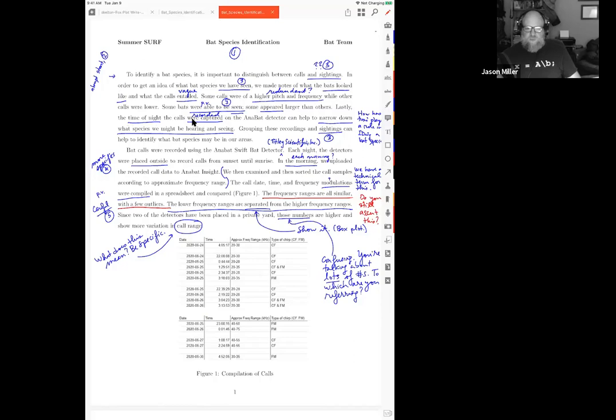Lastly, the time of night the calls were captured. Yeah, we're kind of capturing them, but use the specific language. They were recorded, right?